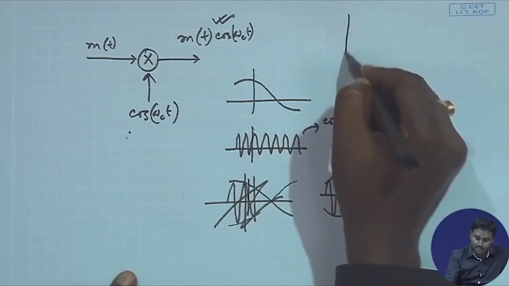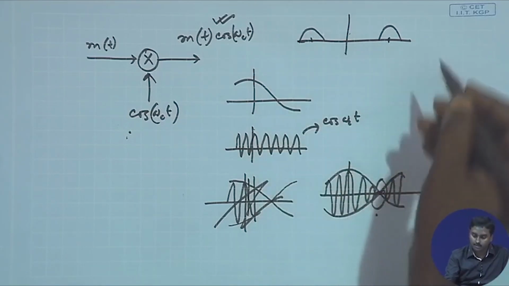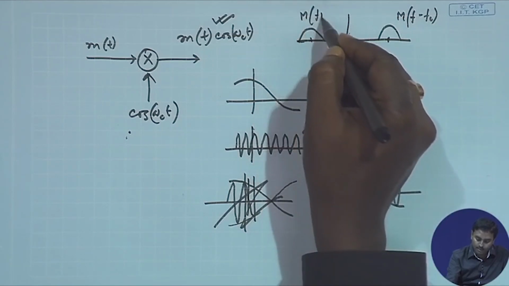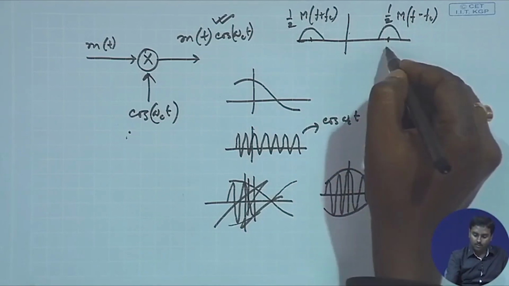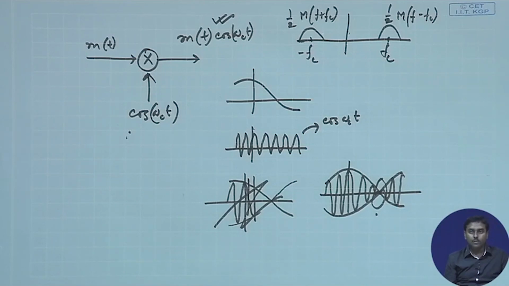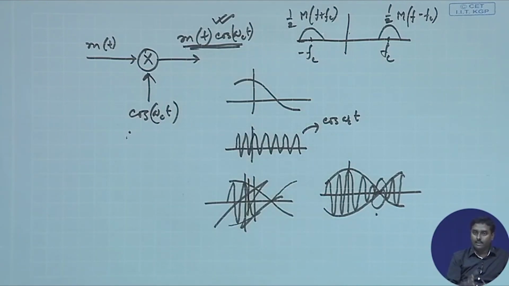So, basically it will be centered around fc, and that same criteria will be coming: this will be M(f minus fc) and this will be M(f plus fc), and of course with half. So it will be centered around fc. This is the frequency domain representation, and the corresponding time domain representation we have understood from this: it's a carrier whose amplitude is instantaneously varying with respect to the message signal, which is a slow varying signal according to our assumption.